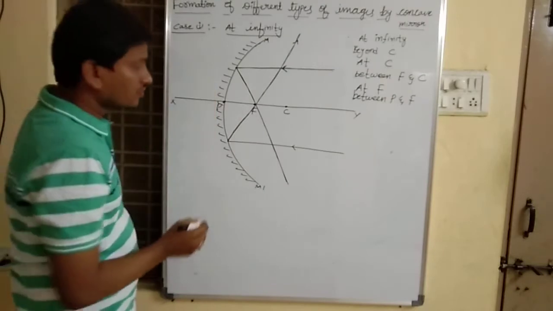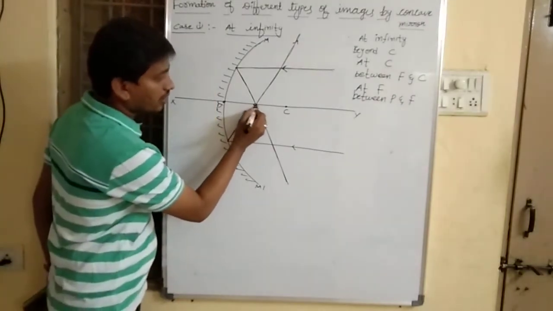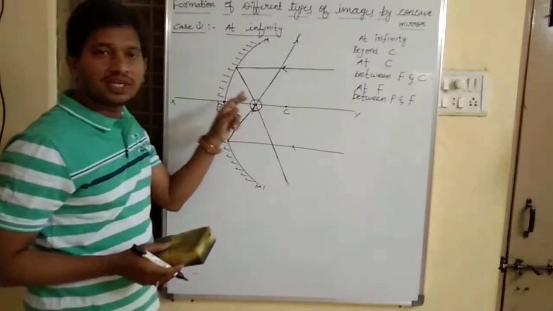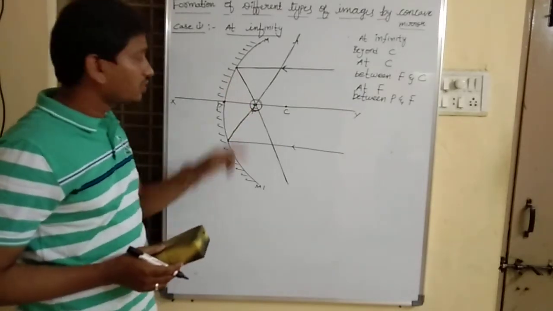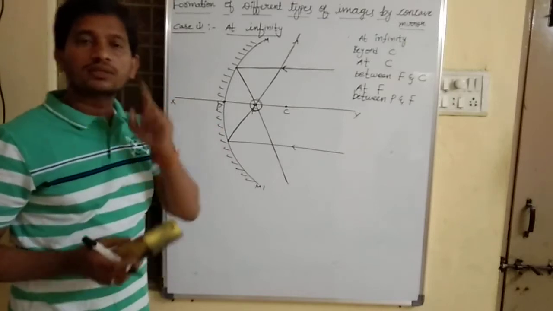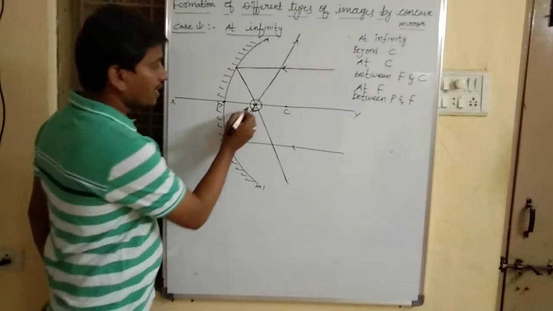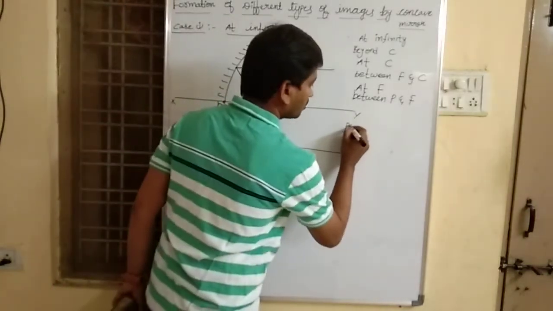rays meet at this point, at focus. Here is the point where the 2 reflected rays intersect. So there we will get the image. Where is the position of the image? We got the image. The first one is position.